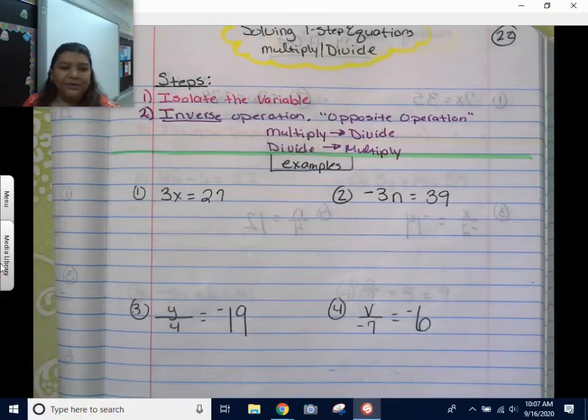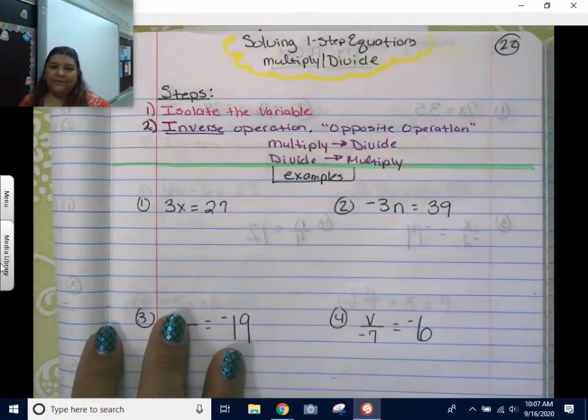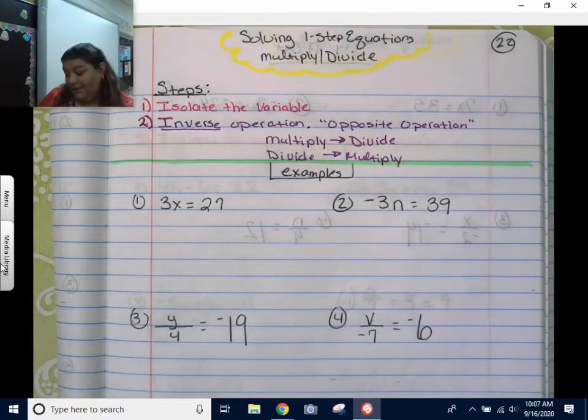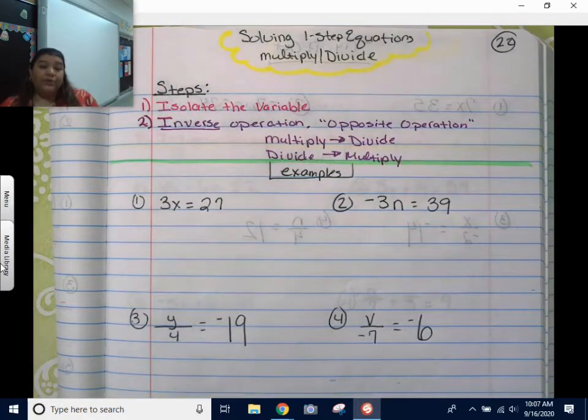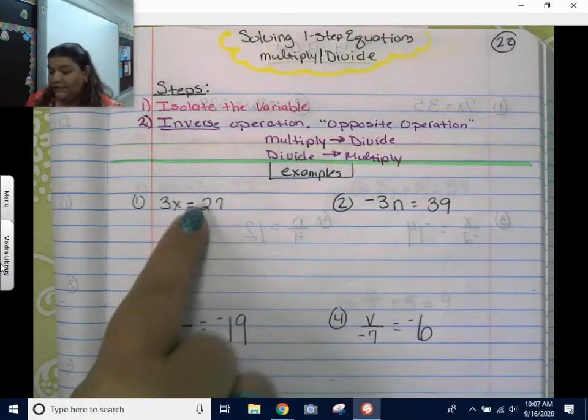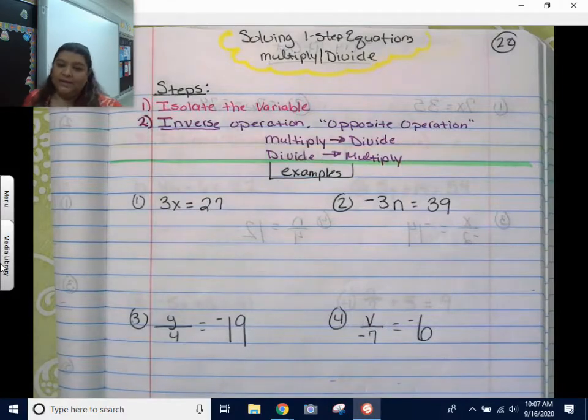Hey guys, we're going to be solving one-step equations today, okay? So the main thing you have to know with solving equations is first what an equation is. An equation is kind of like a mathematical statement, but you're going to see an equal sign now, okay? So you've got to look for that equal sign and you're going to see variables. So it has a variable and it has an equal sign.